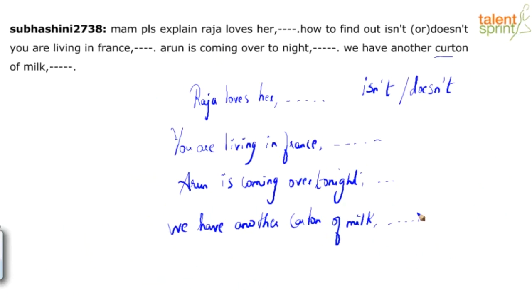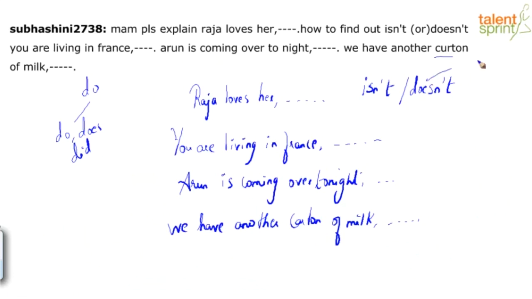I'm sure you know the basic rules when it comes to question tags, right? For example, if the auxiliary verb, meaning the helping verb, is not there, say for example, Raja loves her. I don't have is, are, have. Nothing is there. So when the auxiliary verb is not there, I usually use the do form, which can be do, does, did, depending on the context. So here what will it be? Raja loves her, doesn't he?